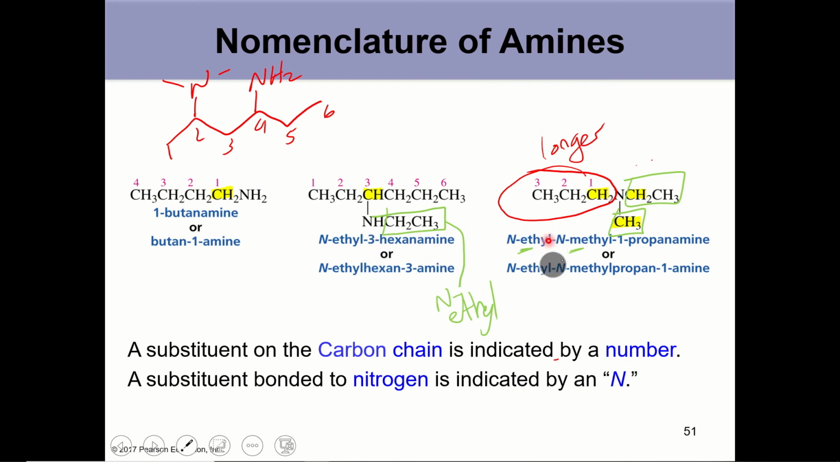And then we have our example on the right with the 3 carbon chain being the longest chain. It is a propanamine, but this nitrogen that is bonded at carbon 1 of the propanamine is also bonded to an ethyl and a methyl group. And we would list those alphabetically as N-ethyl-N-methyl-1-propanamine, so that you know the location of the ethyl group is not at a carbon, but at a nitrogen. And then the N makes it clear its location.